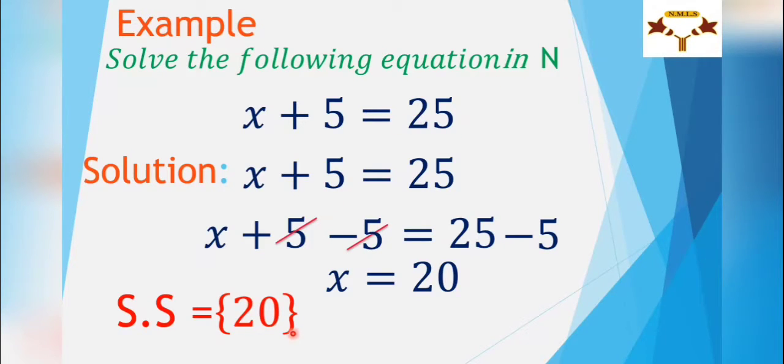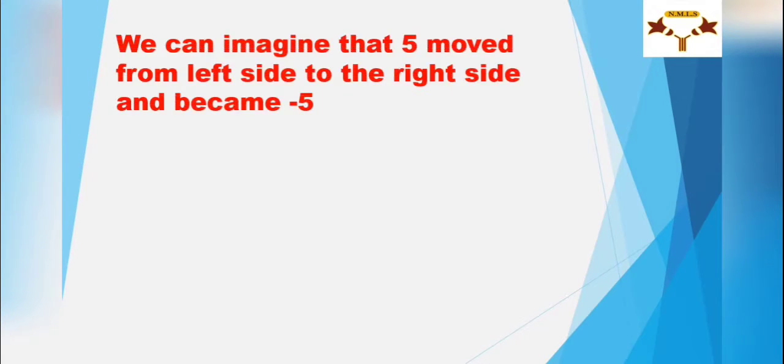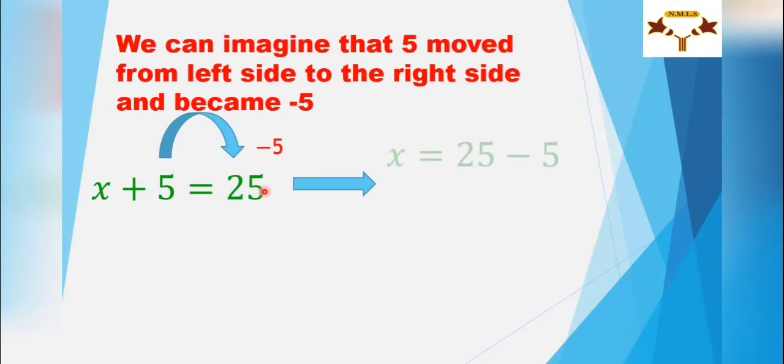And 20 belongs to N, so this is the solution set. Okay? What if I use another way? What if I imagine in this exercise that the 5 moved from the left side to the right side and became minus 5, or negative 5? I will reverse the operation. This plus 5 will go to the other side and become minus 5.